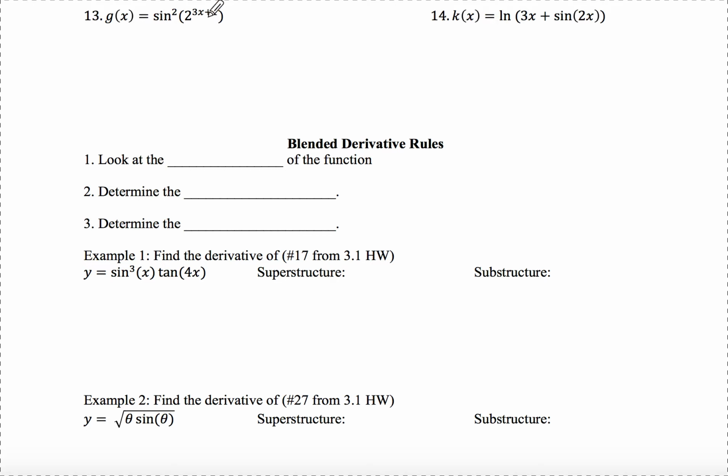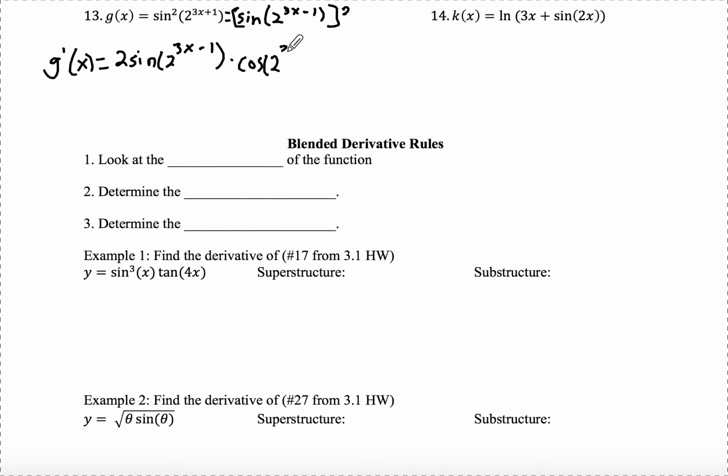All right, here we go. Remember, it helps rewrite stuff so you can see the different layers. This would be sine of 2 to the 3x plus 1, that whole thing squared. So g prime of x, I'm going to start with that squared. It'll be 2 sine of 2 to the 3x minus 1. Now next inside is the sine. The derivative of sine is cosine, and then 2 to the 3x minus 1. And the derivative of sine is cosine, but then we kept the inside.